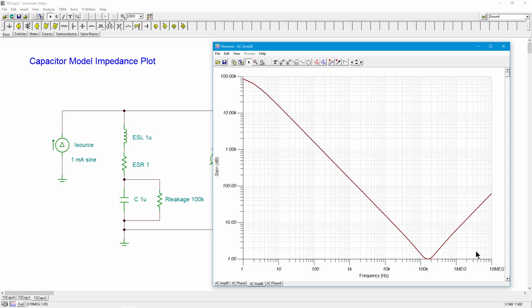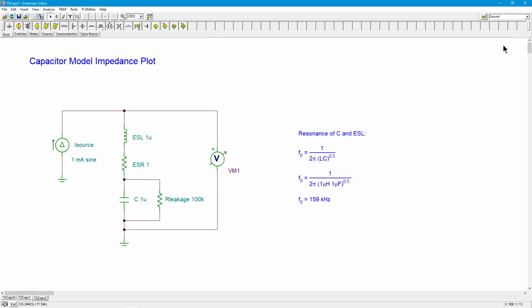It's not behaving like a capacitor. It's actually behaving like an inductor. So, we have to be cognizant of this and choose, in this case, if I'm going to use it at 10 megahertz, a better quality cap, a cap that actually works up at those high frequencies.